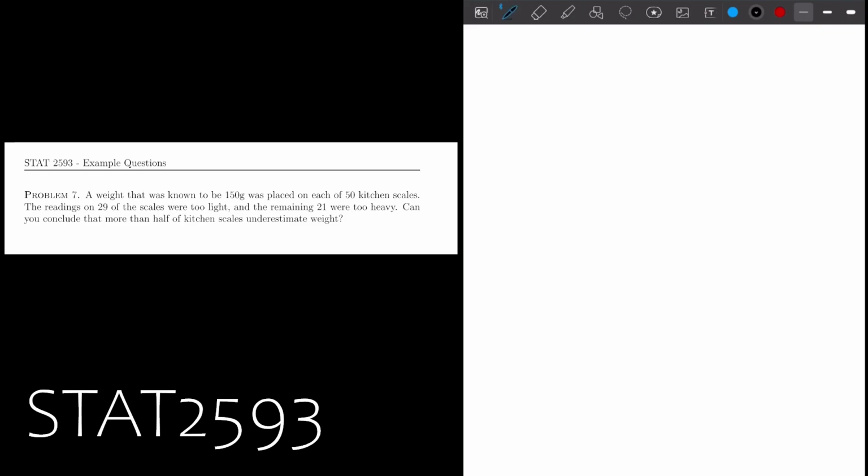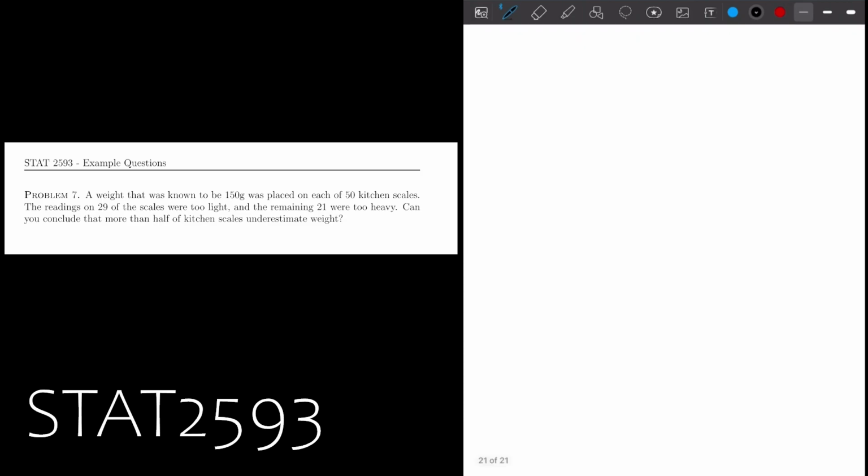In this question, we're thinking about whether or not our kitchen scales are actually correctly estimating the weight that they're reading off, right? And so what we're doing is we're taking a weight that we know weighs exactly 150 grams, and we have 50 different kitchen scales, and we're weighing this 150-gram weight on all of these different kitchen scales. Now, of these 50, 29 were too light, 21 were too heavy. And so what we're asking is, is it the case that more than half of the kitchen scales underestimate the weight, right? So, where are we actually at with this?